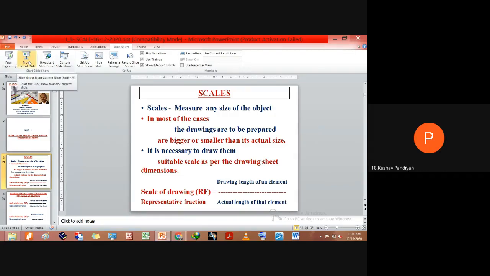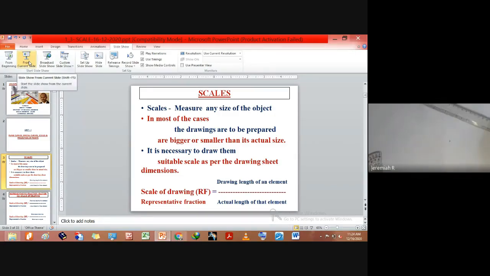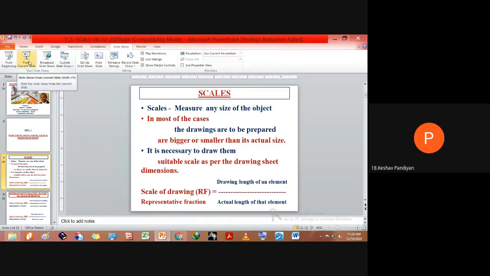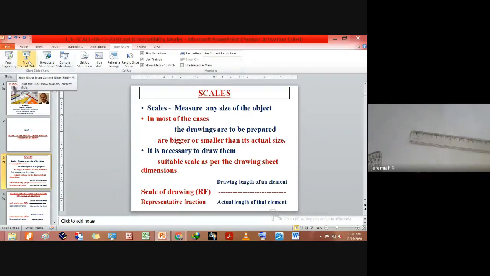Yes, sir. Now we use a scale, the geometry box scale. What units are there? In the geometry box scale, you have centimeter on one side, and one more side is inches. There are two units represented, centimeter and inches.